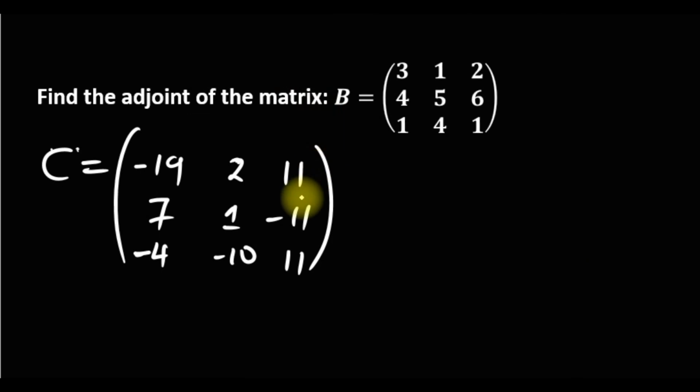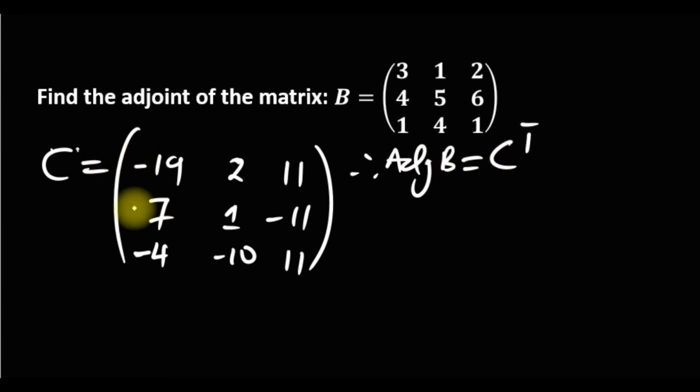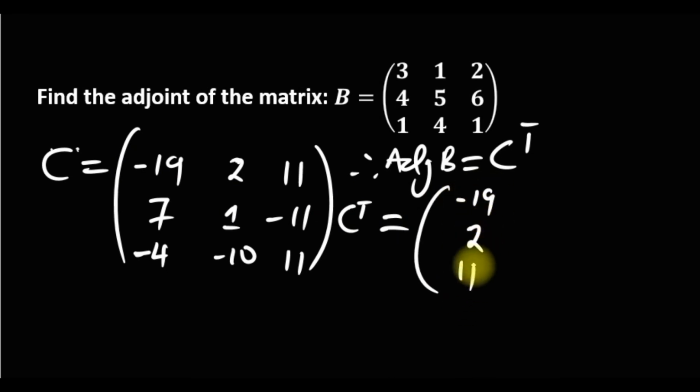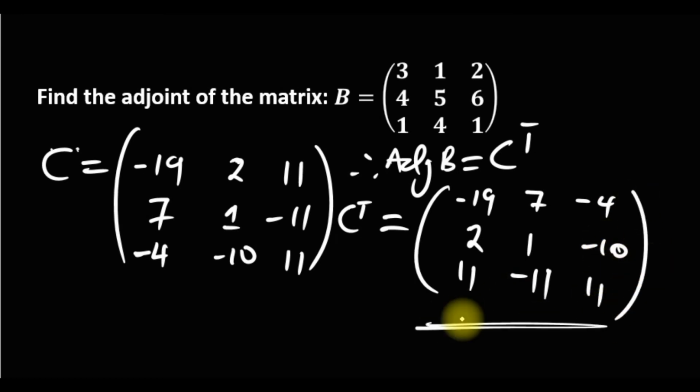To find the adjoint now, the adjoint of B is the transpose of C. So we need to transpose this. C transpose is minus 19, 7, minus 4, 2, 1, minus 10, and finally 11, minus 11, 11. So this is our adjoint.